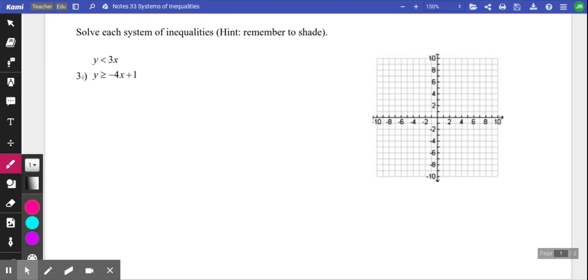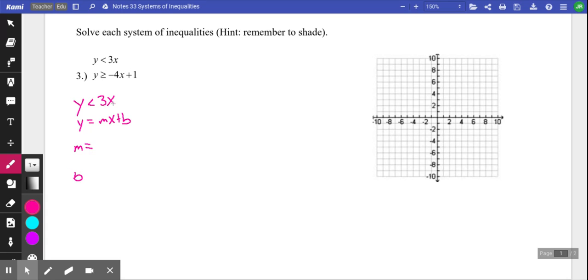All right, so for this example, we have our 2 inequalities, and I'm going to need to graph both of these inequalities on the same coordinate plane. My first inequality is y is less than 3x. That's already in the form y equals mx plus b, which is good news because now I can go straight to identifying my slope and the y-intercept.